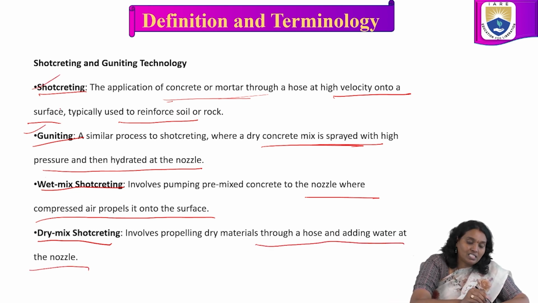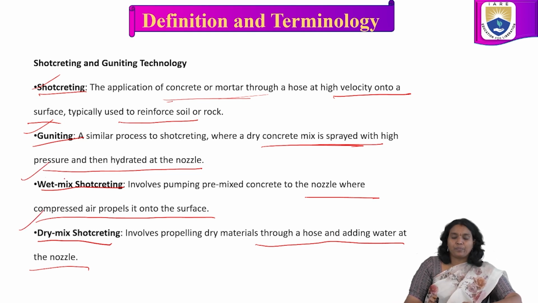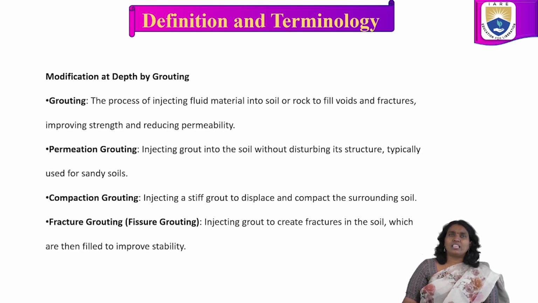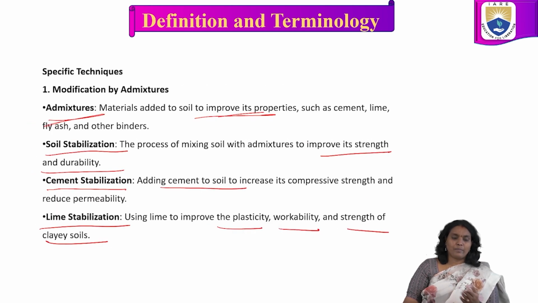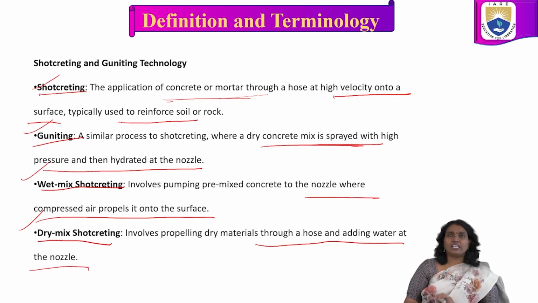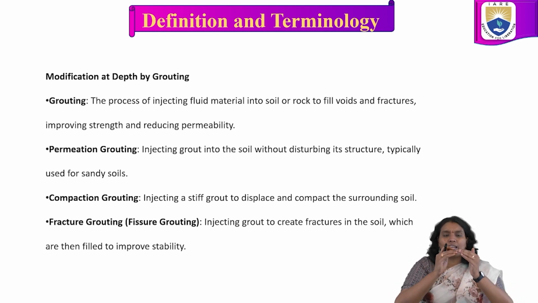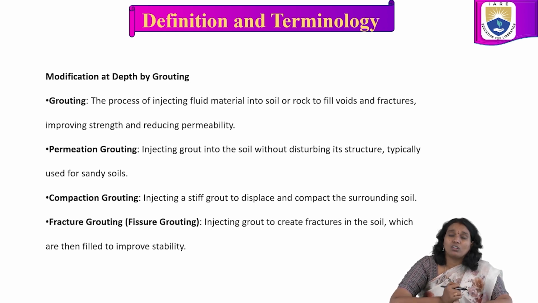These are all the various terms which we use in our physical and chemical modification, as a part of the ground modification techniques. So in this, modification at depth by grouting. So modification by admixtures, shotcreting and gunning technology, modification at depth by grouting. So depth by depth, the grouting process is different, and the adopting technology is also different, and at intervals of the depth, the soil properties are also going to change.